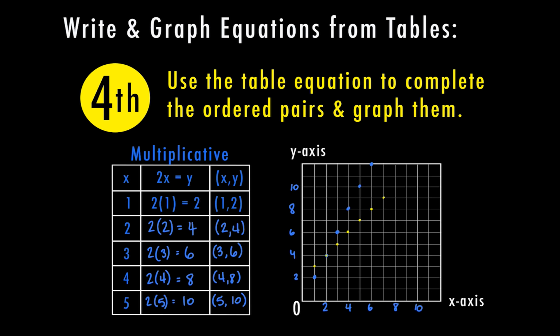So you notice, if you see the yellow in comparison to the blue, the blue is increasing at a faster rate, and that's pretty typical of multiplicative relationships. They're going to increase faster than an additive relationship. So that's just one thing I wanted to point out to you.